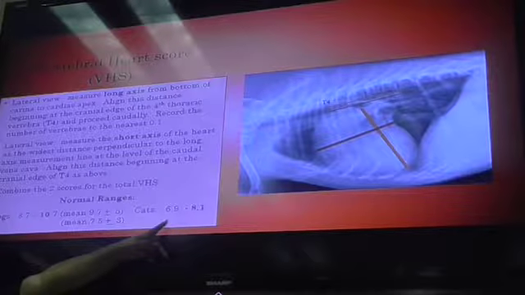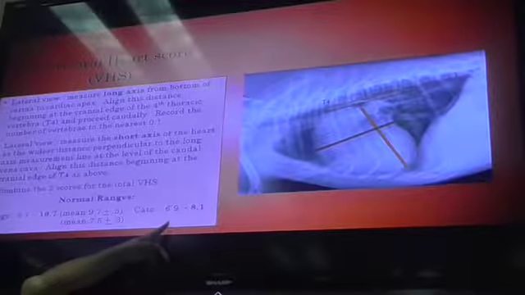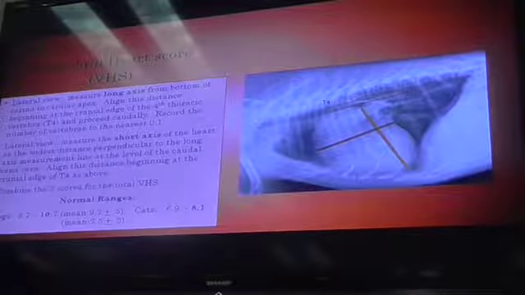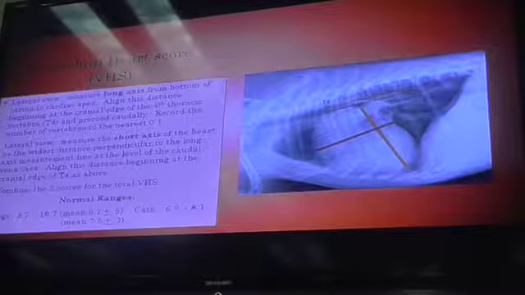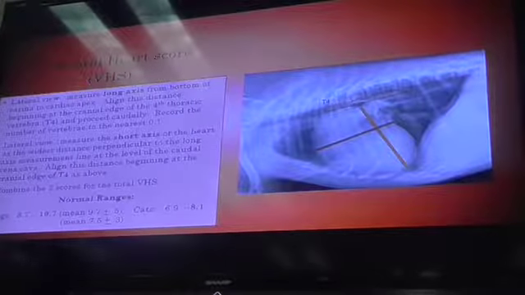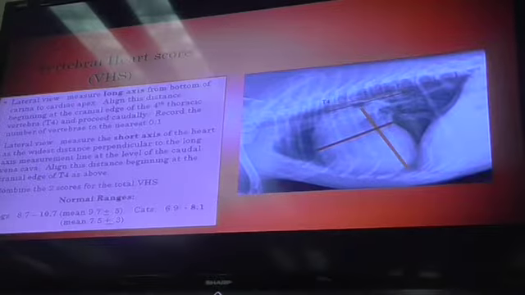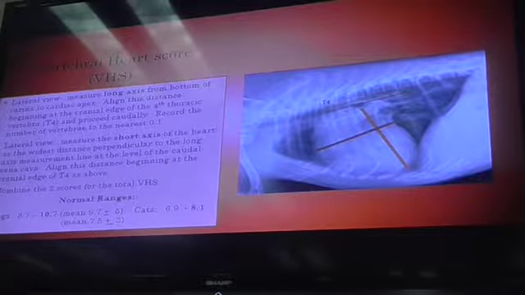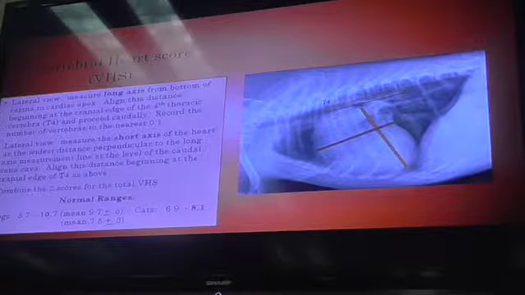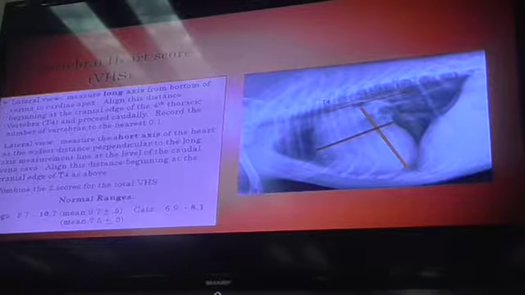different range. Okay, there's 6.9 to 8.1. What's most important is to know what your high end is. So for dogs, 10.7 is your high normal. Cats, 8.1 is your high normal. Everything after that will be considered big.